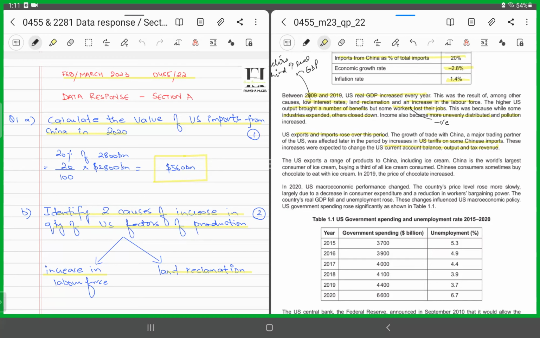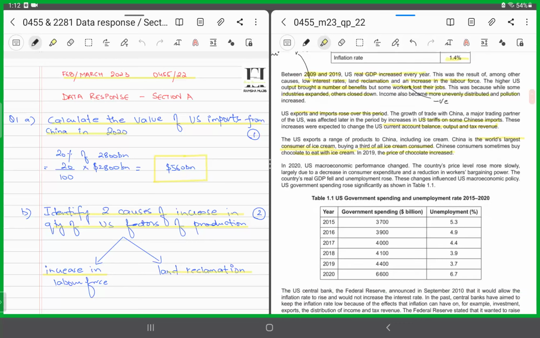The US exports a range of products to China, including ice cream. So now US exports ice cream to China. China is the world's largest consumer of ice cream, buying a third of all ice cream consumed. Chinese consumers sometimes buy chocolate to eat with ice cream. In 2019, the price of chocolate rose. So now you could say that chocolate is a complement to ice cream, right?